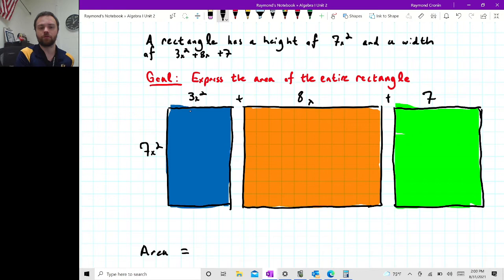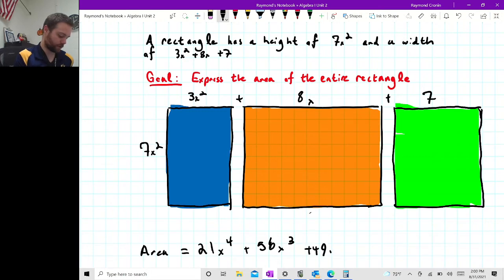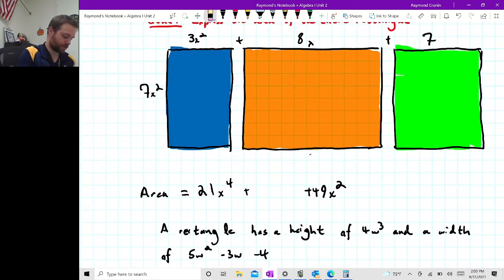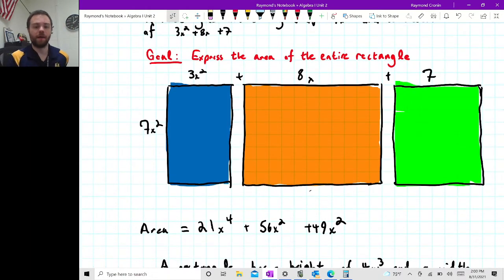Well, 7 times 3 is 21. I'm going to put that down here, 21. And then x squared times x squared is going to be x to the fourth if I add those powers. So 21x to the fourth. And then 7x squared times 8x is going to be 56x cubed. And then finally, 7x squared times 7 is going to be 49x squared. And let me write that a little neater. So that's 56. And I've got 2 of these for us. So in case that was a little confusing, try and go back, do it on your own.